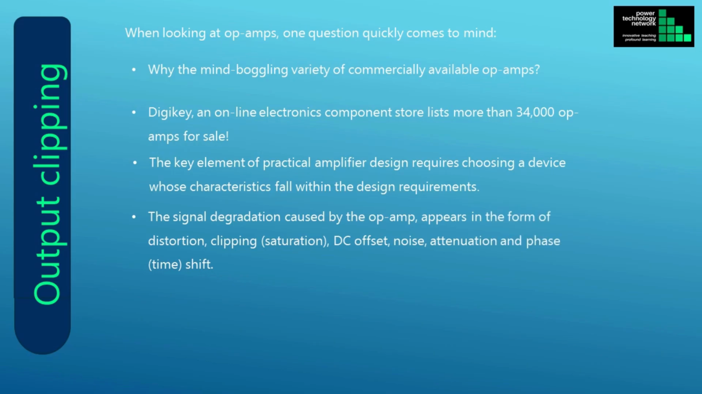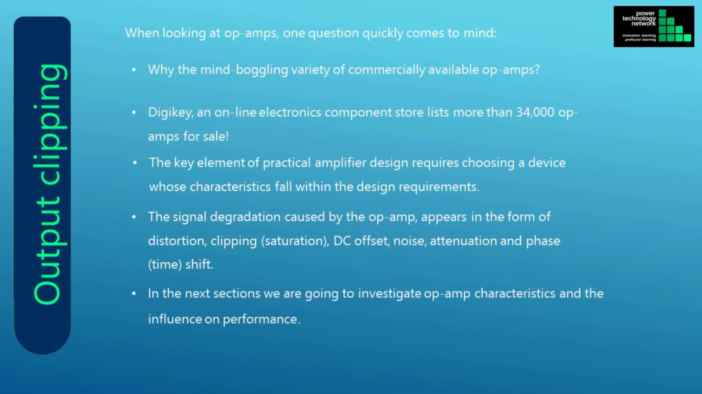The signal degradation caused by the op-amp appears in the form of distortion, clipping, saturation, DC offset, noise, attenuation and phase, time shift. In the next sections we are going to investigate op-amp characteristics and their influence on performance. We already explored frequency-dependent signal attenuation, or finite bandwidth, using either the single or double pole op-amp models. We start our analysis of the op-amp characteristics that lead to signal degradation with output signal clipping or saturation.